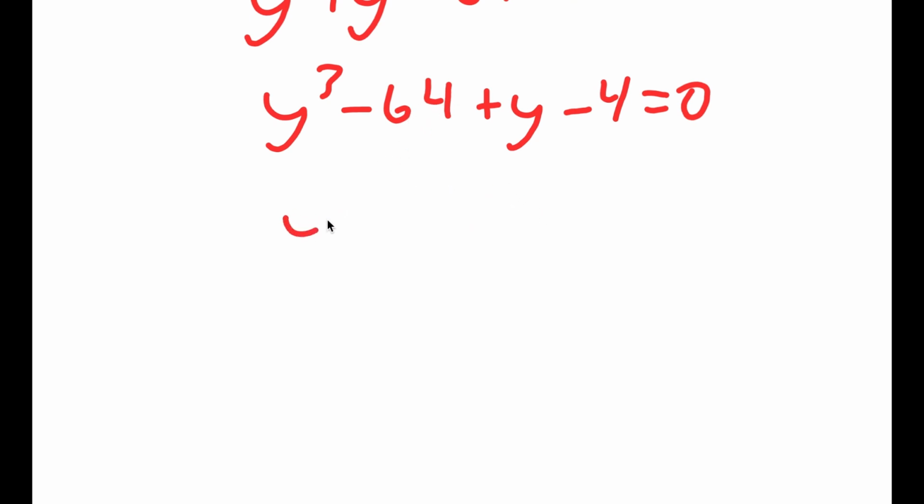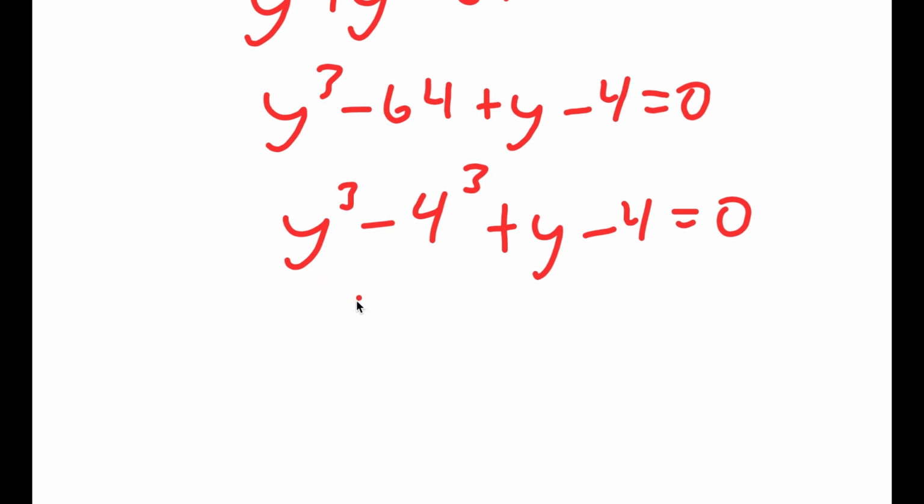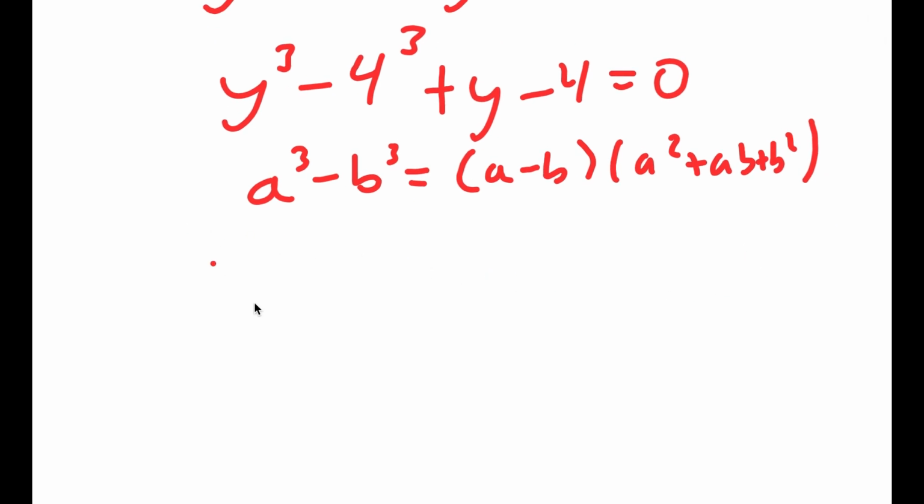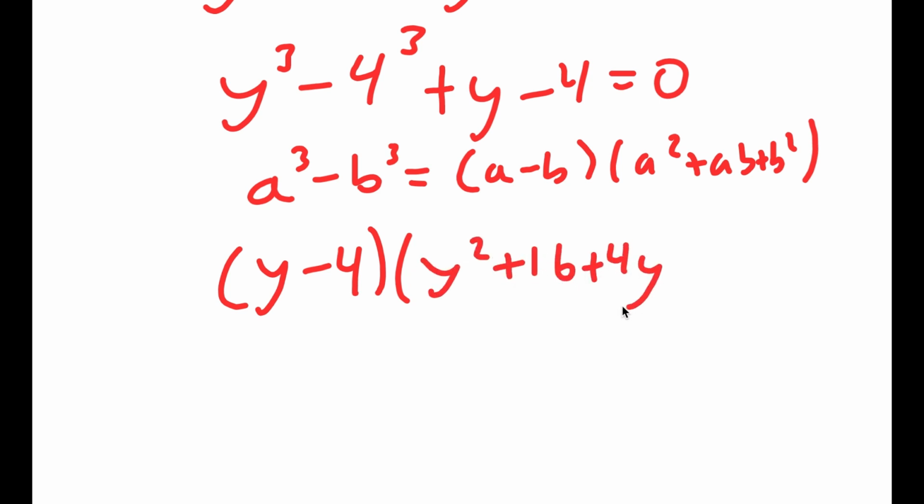Now 64 is the same thing as 4 to the power of 3. So I have y to the power of 3 minus 4 to the power of 3 plus y minus 4 is equal to 0. And if I have something in the form a to the power of 3 minus b to the power of 3, this is equal to a minus b times a squared plus ab plus b squared. So in this case, this can equal y minus 4 times y squared plus 16 plus 4y plus y minus 4.